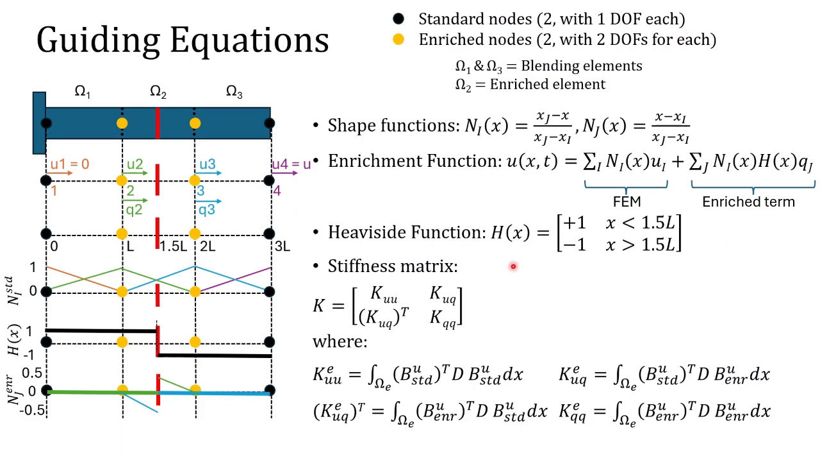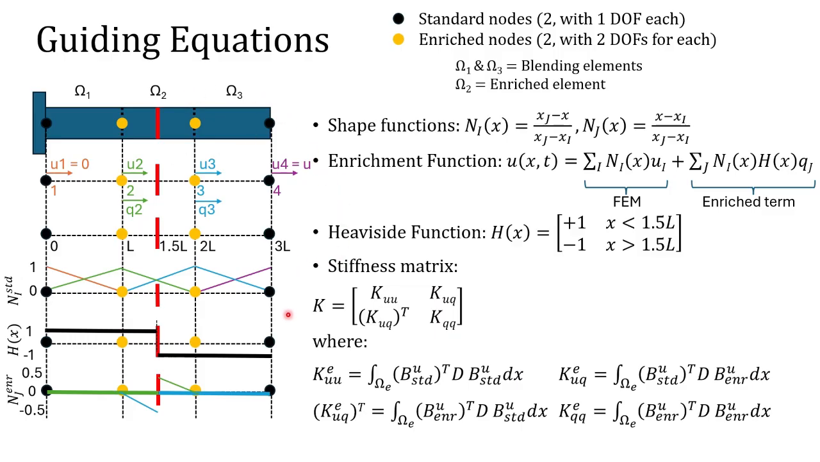We'll be using a Heaviside function where h of x will be positive 1 when x is less than 1.5L, so before the crack, or the discontinuity here. And then h of x will be negative 1 where x is larger than 1.5L, so beyond the discontinuity.